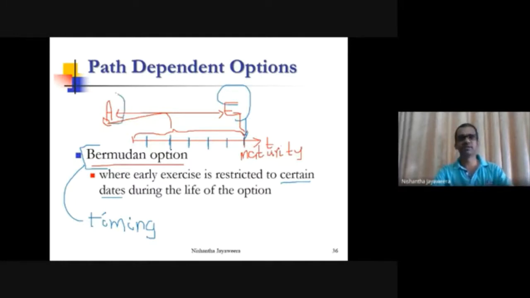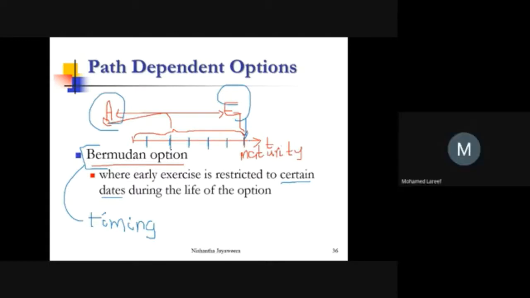That's the American style. In the European style, you can do it only on the maturity or expiry date, after 3 months exactly. But in a Bermudan, there are specified dates in between origin and expiry. There are specified dates given. On one of these dates, you can exercise your right. Okay, sir. Thank you. Is it clear? Yes, sir. Okay.